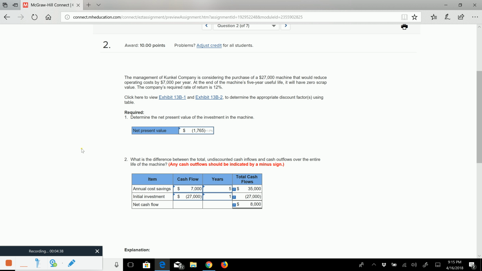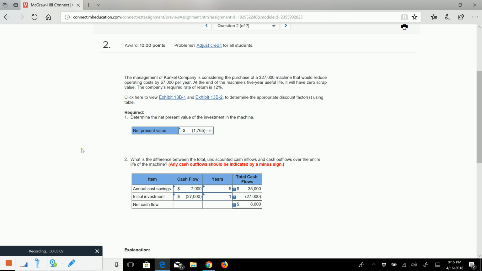money. So let's read. The management of Kunkel Company is considering the purchase of a $27,000 machine that would reduce operating costs by $7,000 per year. At the end of the machine's 5-year useful life, it will have 0 scrap value. The company's required rate of return is 12%. Okay, so what we need to do is determine the net present value of this investment.